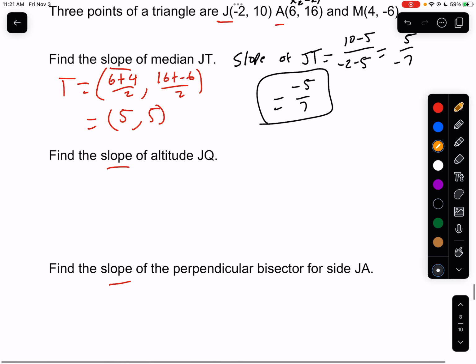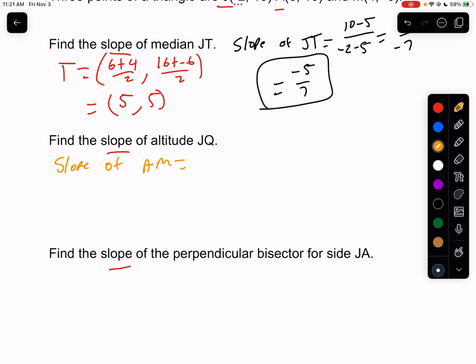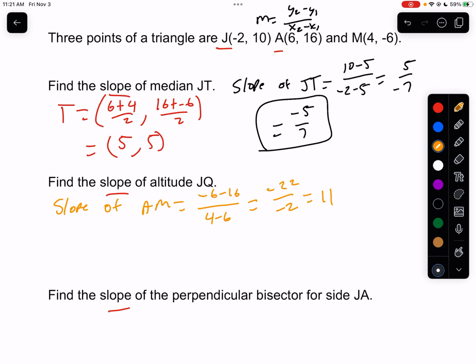So we're going to get the slope of AM first. Slope of AM would equal -6 minus 16 over 4 minus 6. Let's do the subtraction first. That'd be -22 over -2, which is positive 11. So now the slope of JQ would clock in at -1 over 11.